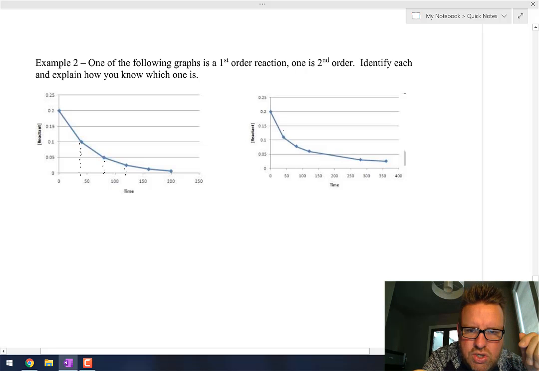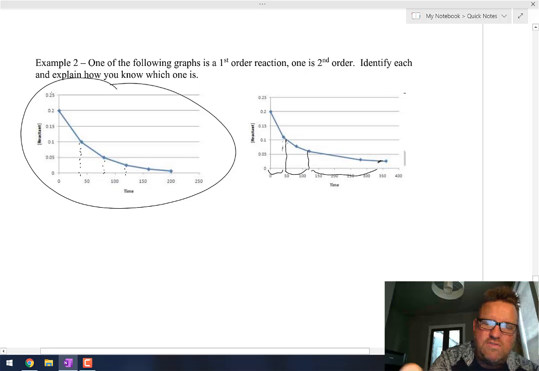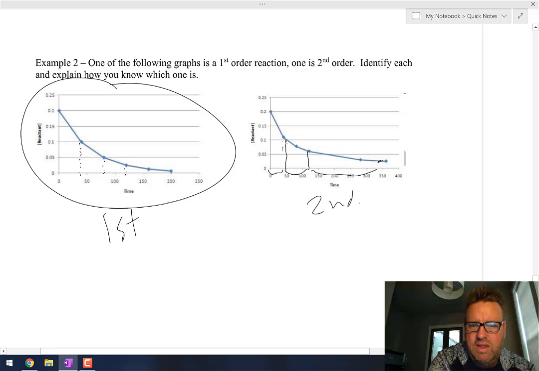Okay, to go from 0.2 to 0.1, looks like 0.1 is about right here. So that's about 50. And then to go from 0.1 to 0.05, we're at about 120. Okay, notice that. So the first half-life is 50 seconds. The next one's about 70 seconds. And to get to 0.025, I mean, that's way down here. That half-life is nowhere near constant. 50 to 70 to 200 and something. Okay, so absolutely this one is first order, and therefore this one must be second order.